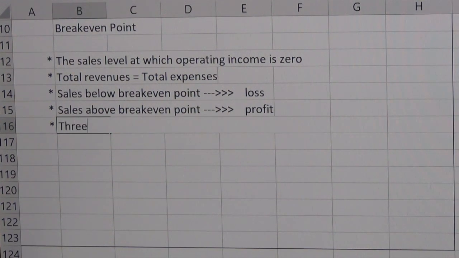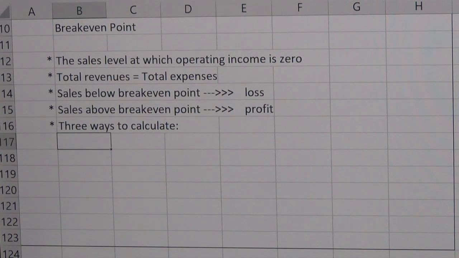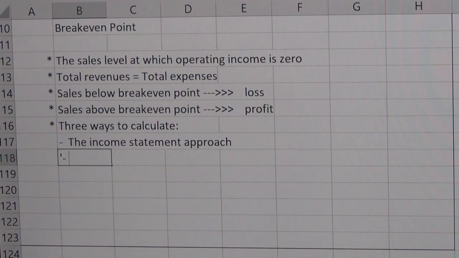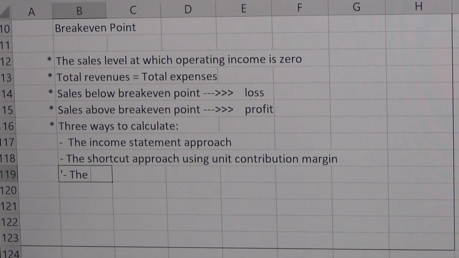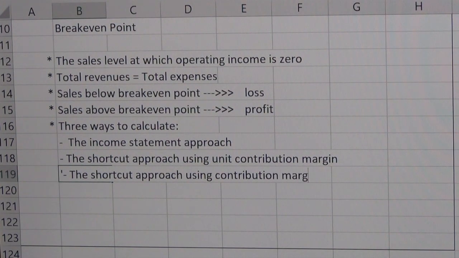So there are three ways to calculate break even. Okay, so let's see. The first one is the income statement approach. The next is the shortcut approach using unit contribution margin. And finally, the last is the shortcut approach using contribution margin ratio.